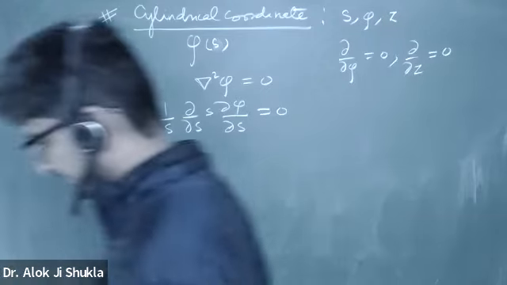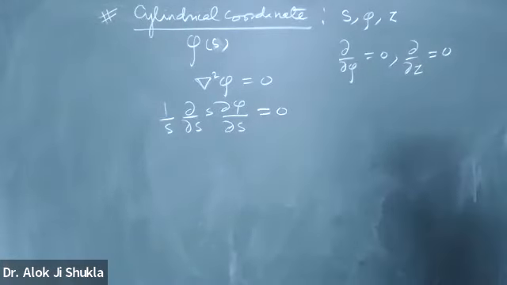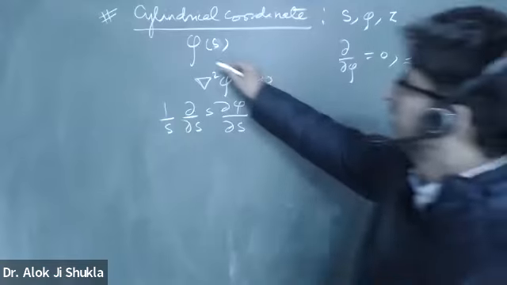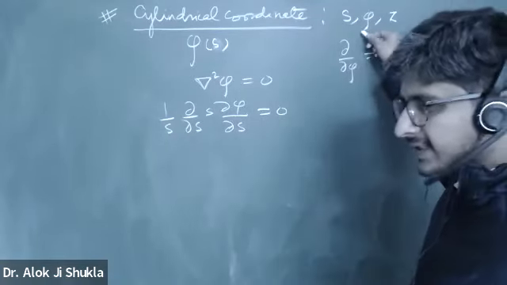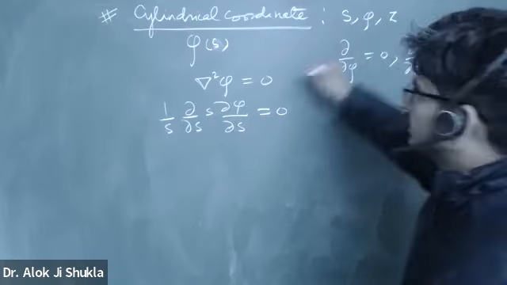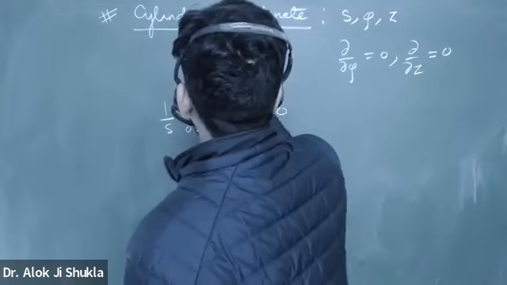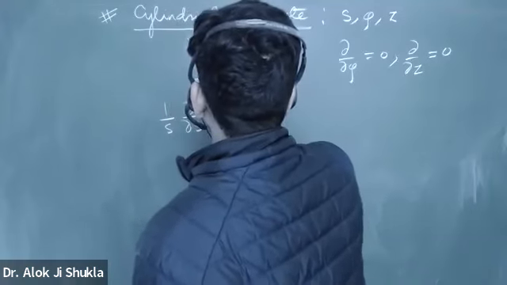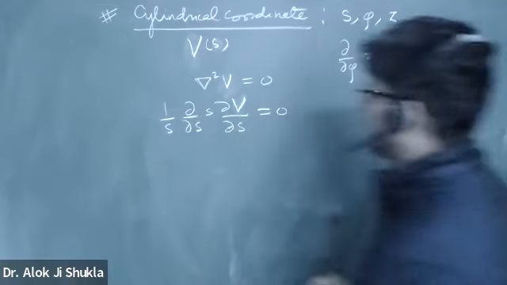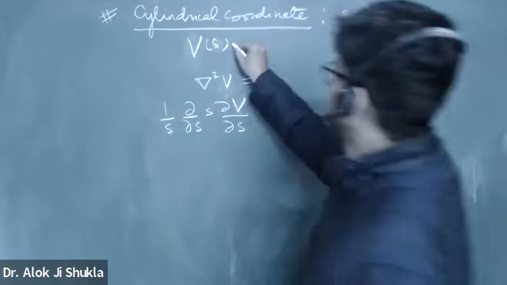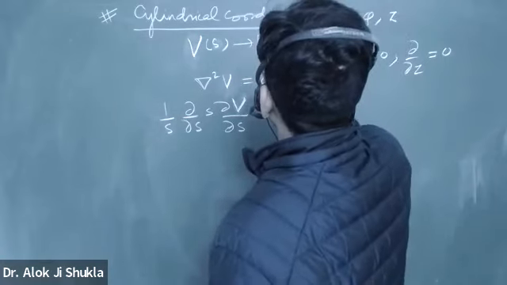Excuse me, sir. Haan ji. Sir, the notation, del phi by del phi zero, will this notation remain the same? This phi is potential. Actually, yahan pe thoda mix ho raha hai. This is angle, okay? So actually, I will change this. Don't worry. I will put V for potential, so that you don't get confused. So this is V. Now it's okay? Yes, sir. This is potential.